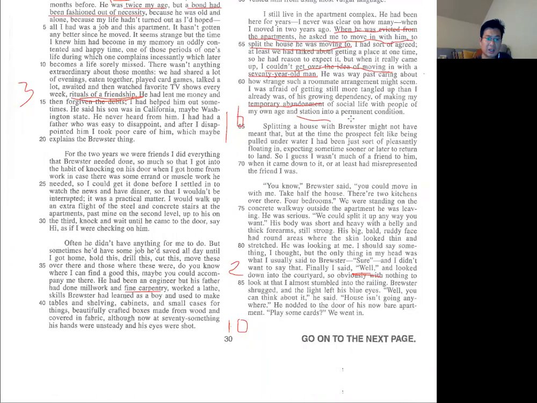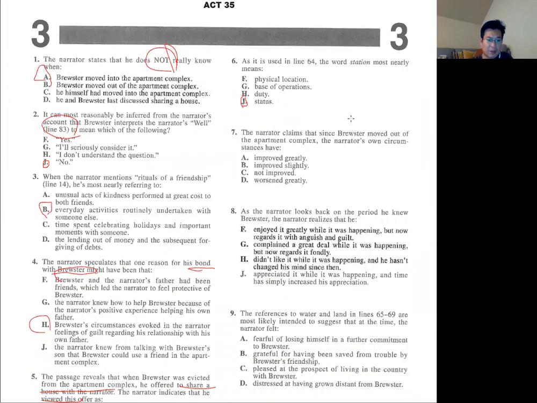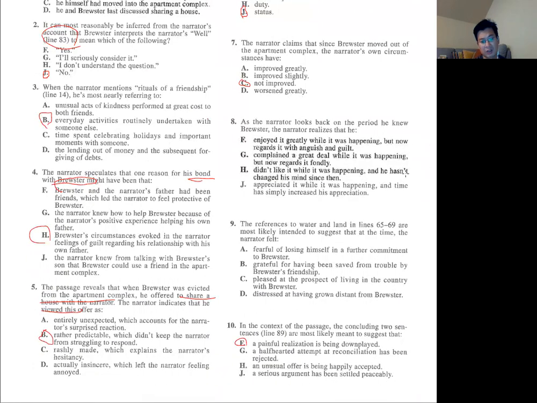So basically it's saying that his situation is like, A, improved greatly, no, improved slightly, not improved, worsened greatly. So we cannot say worsened, but we can see that it's not really better compared to previously. It's just what it is.